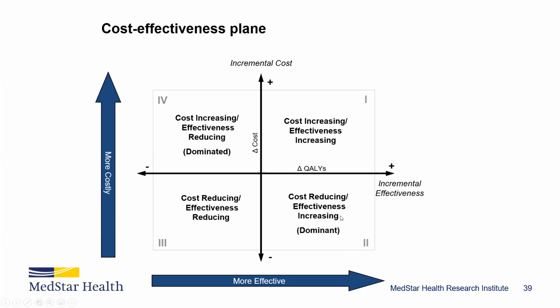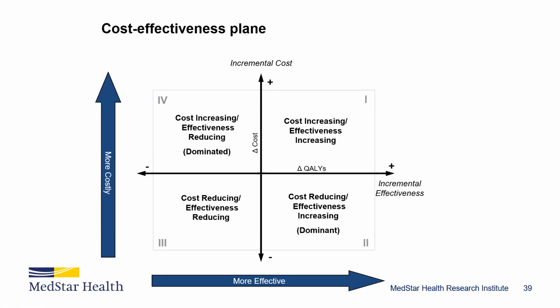In quadrant 2, our treatment is what we call dominant. That is, not only do you have a treatment that's lower cost, but it's also more effective, which is what everybody would like. Our third quadrant is where we have less cost, but effectiveness is also less in the treatment group. And then the worst possible outcome is quadrant 4, where the treatment is dominated, where not only is the cost higher, but effectiveness is also lower.